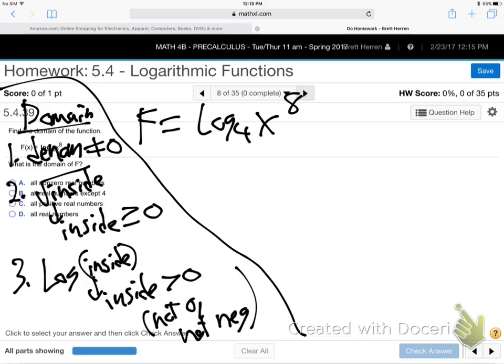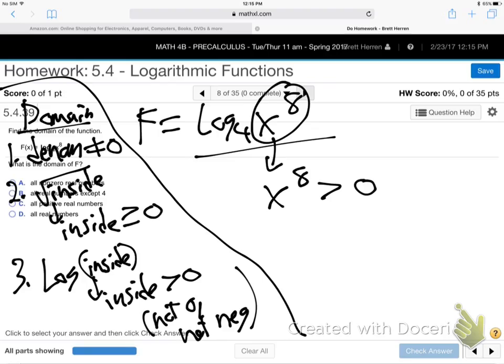So when they give us this question, say, what's the domain of this log? We grab the inside. Who's the inside? You look at this. It's this. See, the 4 is the base. It's not the inside. So all the rest is the inside. And we say, hey, inside, you've got to be greater than 0. That makes sense? Not greater than or equal to 0, but greater than 0. It can't be equal to 0.